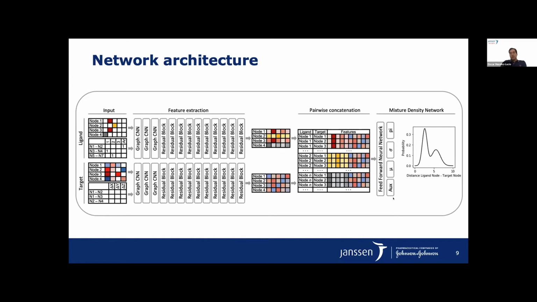And what we want to predict is the distance in a 3D conformation between each part of the ligand and each part of the target. So it's not a completely 2D model, but it's not a 3D model either.